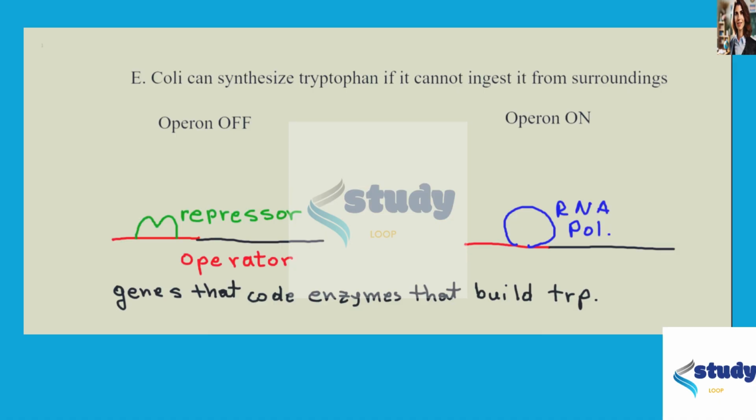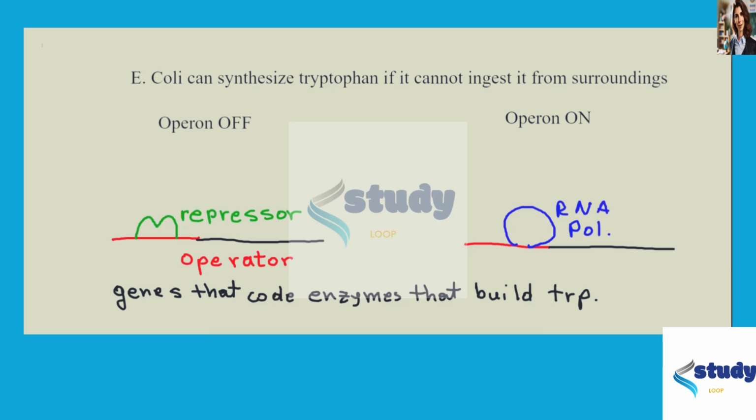So this question deals with the trp operon. The trp operon is the DNA sequence that governs whether the amino acid tryptophan is synthesized or not. Bacteria like E. coli can synthesize tryptophan on their own if they cannot ingest it from their surroundings. So this is a sequence of DNA that you turn on if you don't have tryptophan.